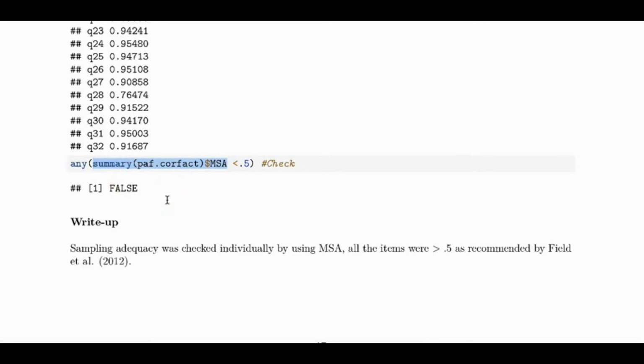It's another assumption that we need, because everything was greater than 0.5 as recommended by, this is the Andy Field textbook. It's the citation I could find that had this cutoff. I really doubt he came up with it, but you can definitely cite that textbook.